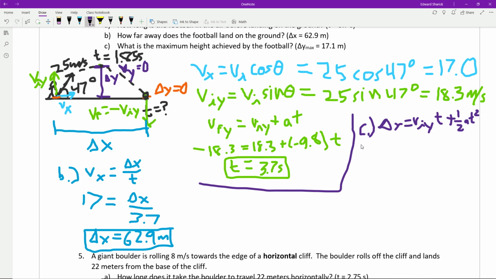And so if I actually do the equation of V final y squared equals V initial y squared plus 2a delta y, this might be easier to solve. You can do this either way.